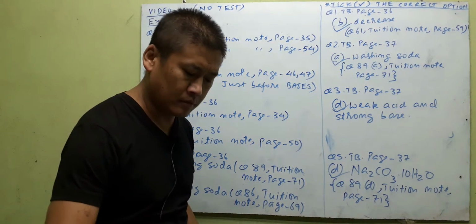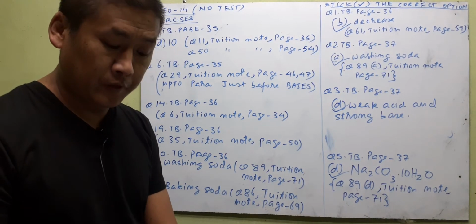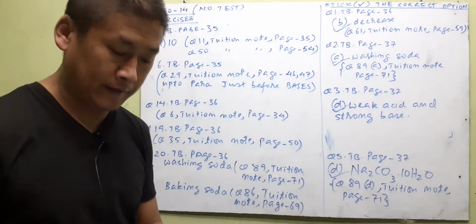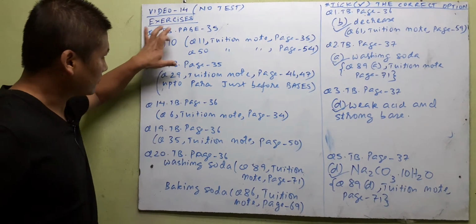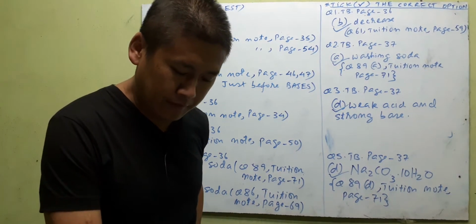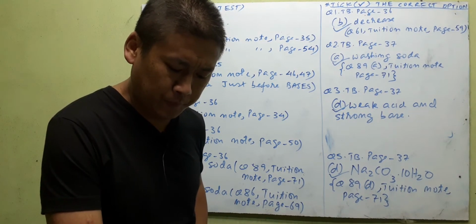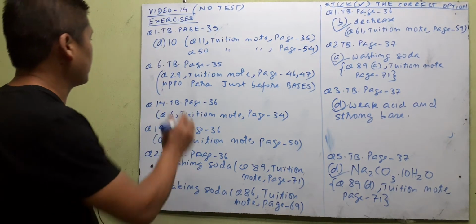So take your tuition note and then your textbook. If you don't have the tuition note, then you just follow along. Page 35, now question number 1. Let me read it: solution turns red litmus to blue. So its pH is likely to be, your answer is this one, D.